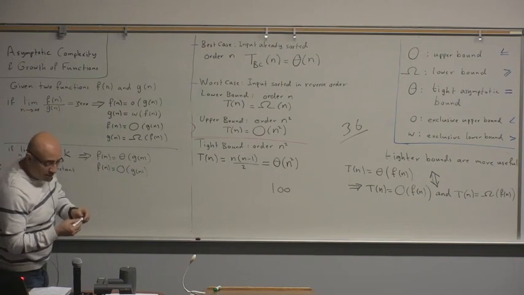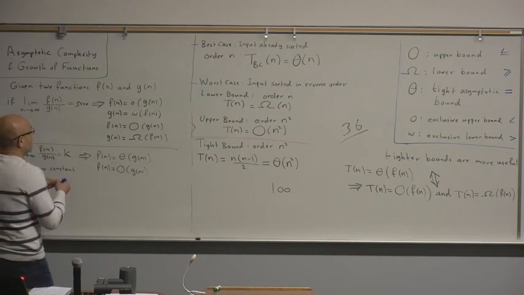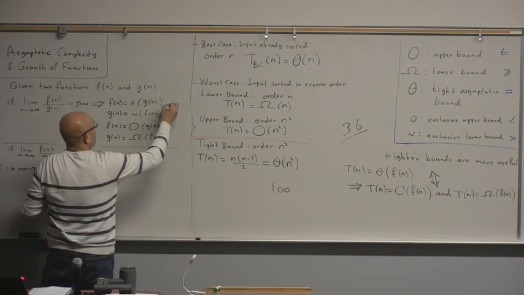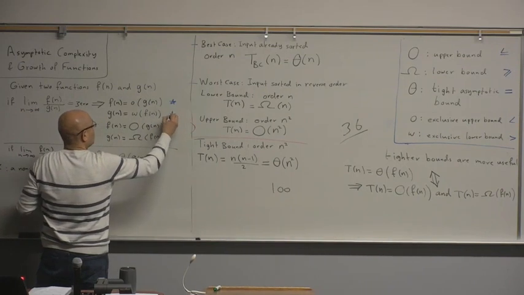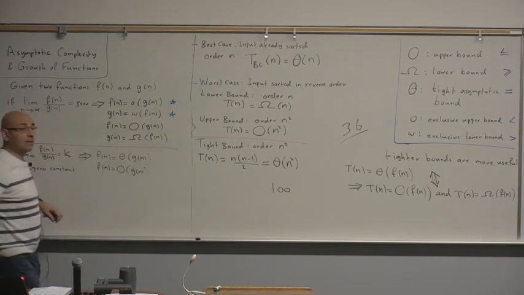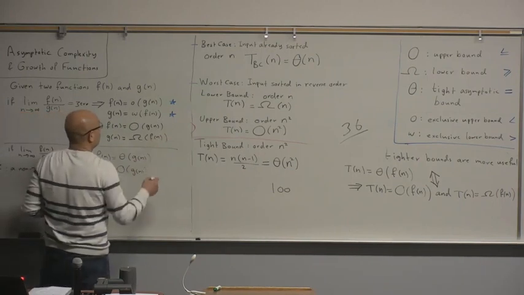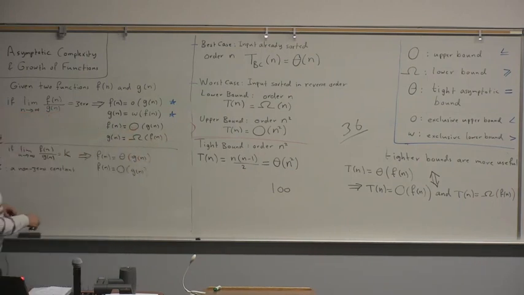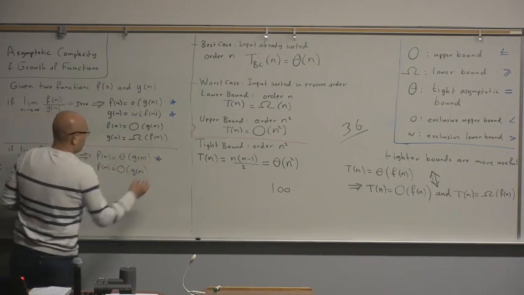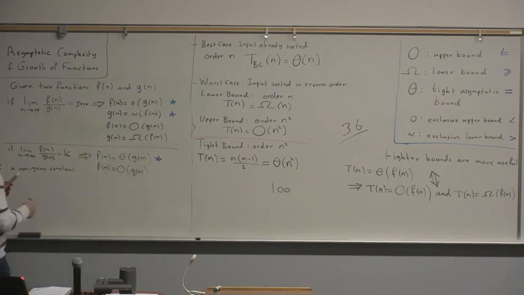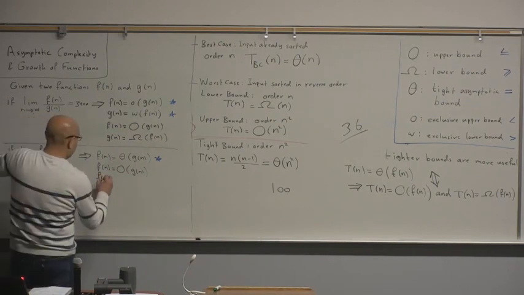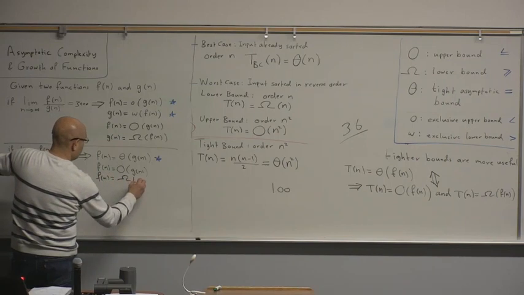So let's mark the most precise statements. These are the most precise statements. These are looser statements. These are less precise, but they're still true. So this is true, but less precise. Now this is the most precise statement. But we can also say that f of n equals big O of g of n, and we can say f of n equals big omega of g of n.